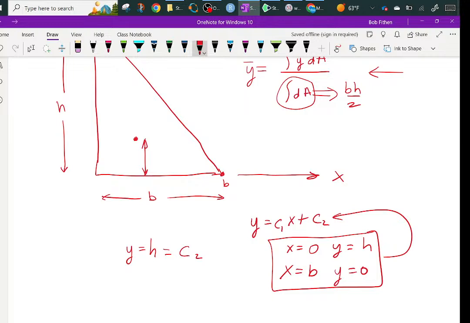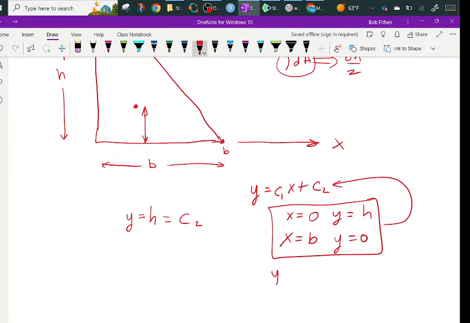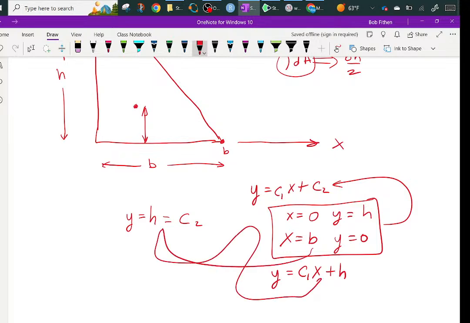Okay, so C2 is equal to h. So now I can write this equation this way, C1 x plus h. So stick in 0, I get h, and everybody's happy. Now I'm going to stick in b right in here. But y is going to be 0, so I'm using this lower condition. y is equal to 0. I'm going to put in C1 times b plus h.